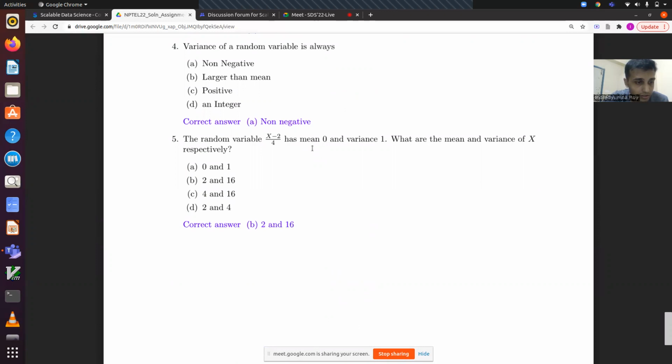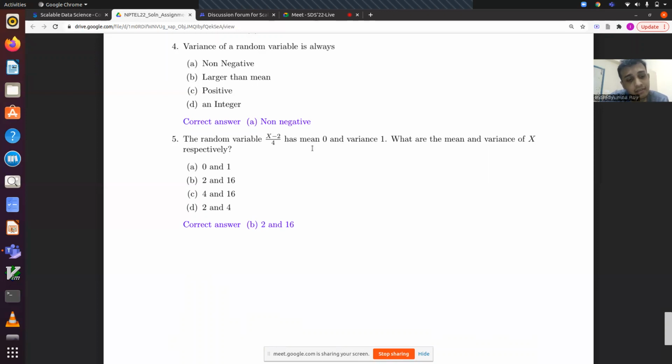Okay, so this seems to be a larger question. Let's see. A random variable (x minus 2) by 4 has mean 0 and variance 1. What is the mean and variance of x? So you will do a little bit of algebra, but I think you can do it on your own. Let me help you along.